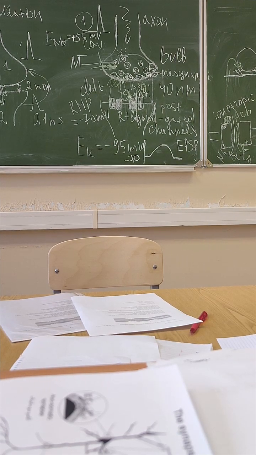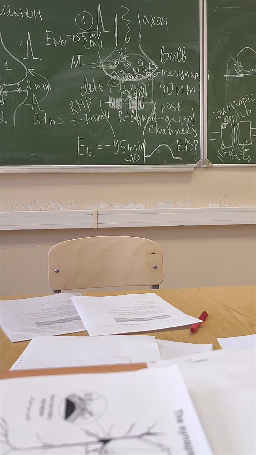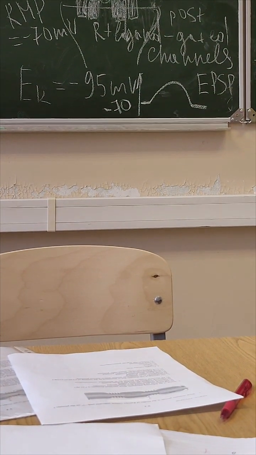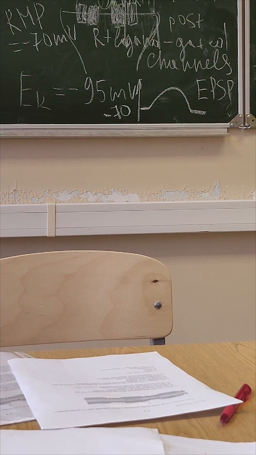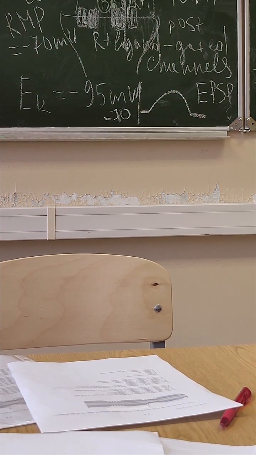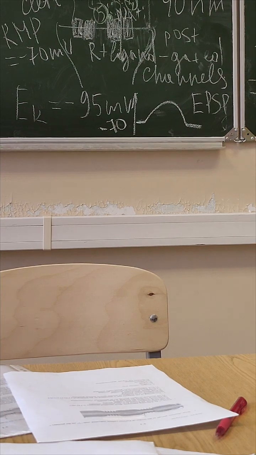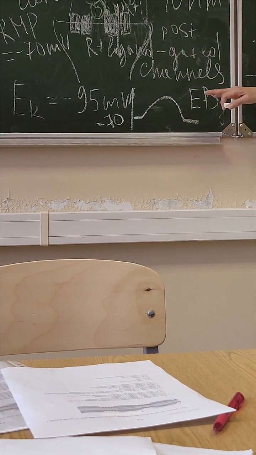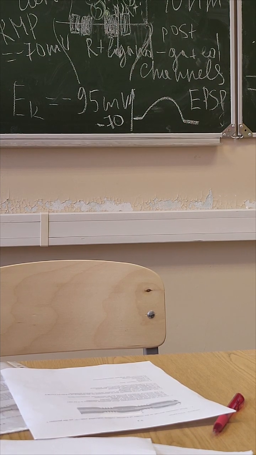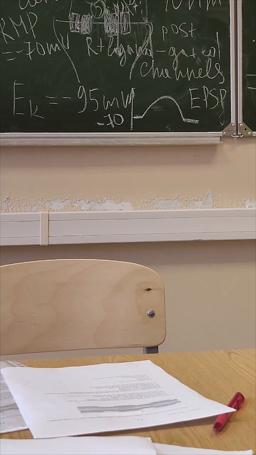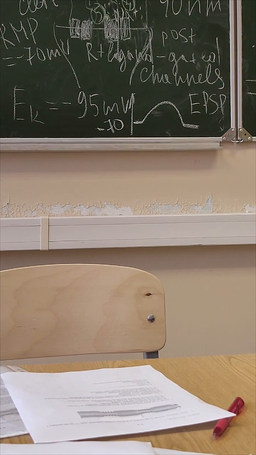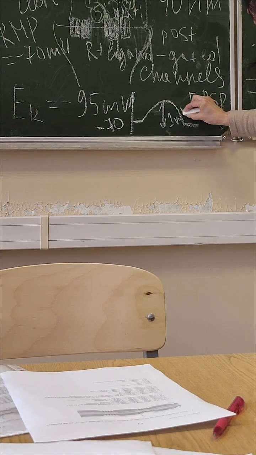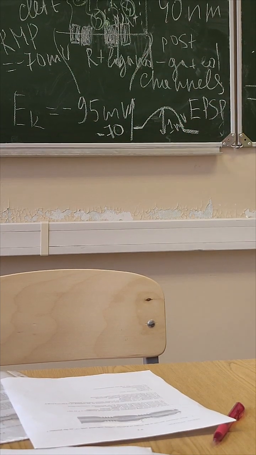EPSP is a simple graph, but to understand the principle, it's a local potential. If EPSP reaches threshold, it converts to action potential. But in neurons, EPSP amplitude is very, very low, about 1 millivolt. Only 1 millivolt. Threshold is minus 50.